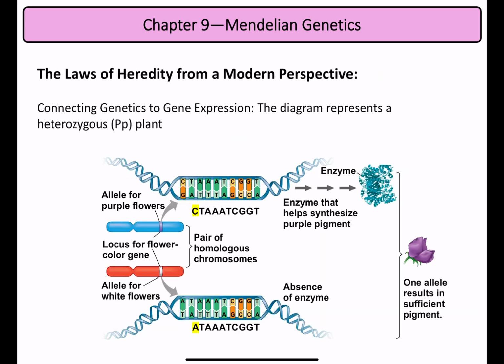Now, this is really cool. This ties in chapter 10 and what we know in the late 20th century and the 21st century about biology. We're going to answer this question. Well, I'm not going to write it, I'll just say it. Why are white flowers white and purple flowers purple? Why is a heterozygous plant purple even though it has one recessive and one dominant?